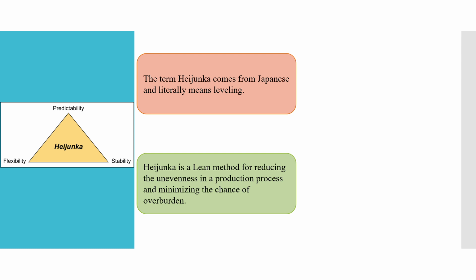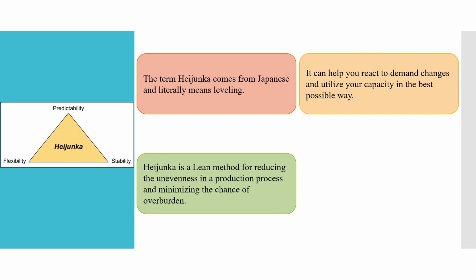For example, one line is producing 100 pieces output one day. Second day it is producing 400 pieces. Third day it is producing 200 pieces. So whatever the fluctuations are there, whatever the unevenness is there, it has to be leveled, and this leveling is done with the help of this lean tool, so that there will be minimum chances of overburden on every line. It can help you to react to the demand changes and utilize your capacity in the best possible way. So it helps you to deal with your demand changes and use all your resources in the best possible way you can.